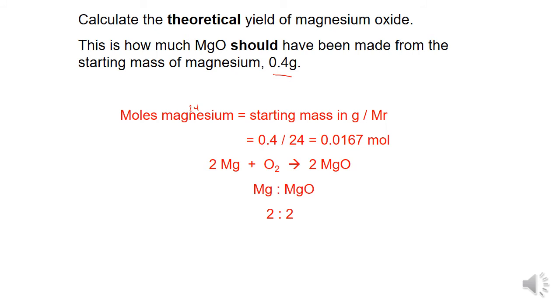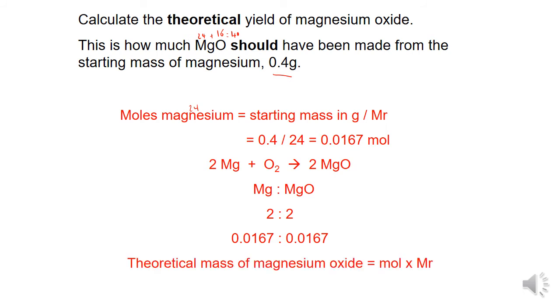So if we started off with 0.0167 moles of magnesium, we should end up with 0.0167 moles of magnesium oxide. And now we have the moles of magnesium oxide, and we can work out the relative mass, which as we said earlier is 24 plus 16, so is 40 grams per mole. We can therefore work out the mass of magnesium oxide that we should expect to form.